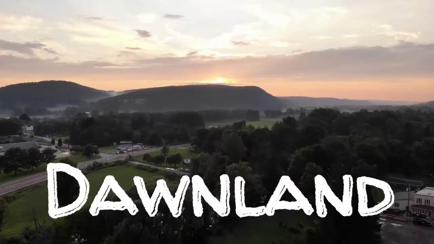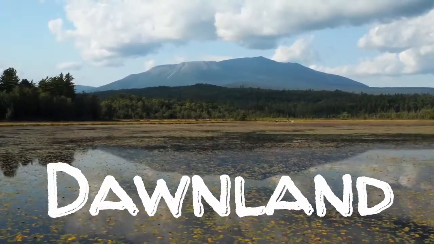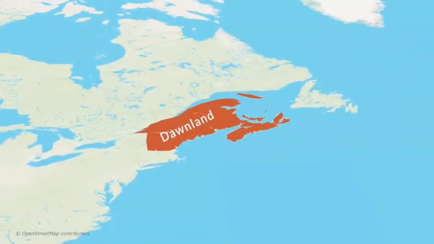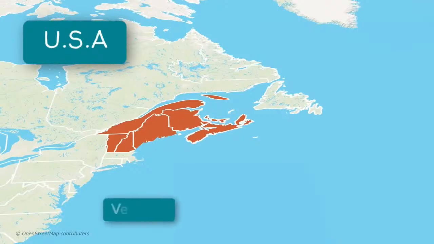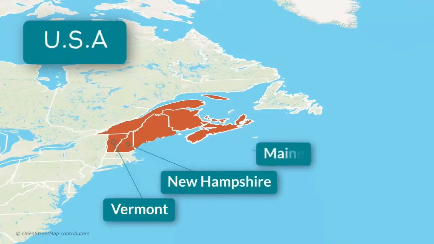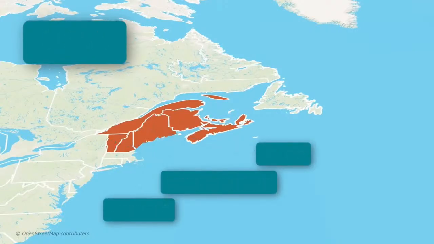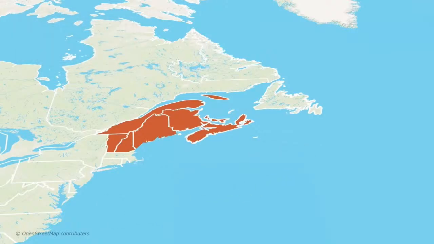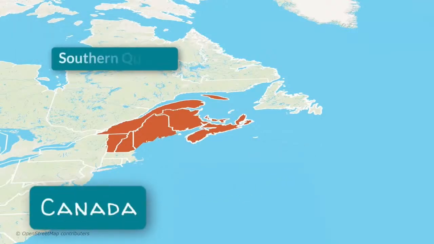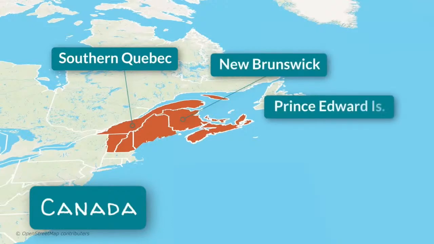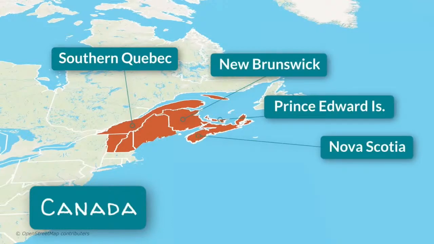So I live in a place called the Dawnland, and it's called that because dawn is another word for sunrise. The sun rises every morning and hits the Dawnland first every single day. You may have heard of it as Vermont, New Hampshire, and Maine in the United States of America, and southern Quebec, New Brunswick, Prince Edward Island, and Nova Scotia in today's Canada.